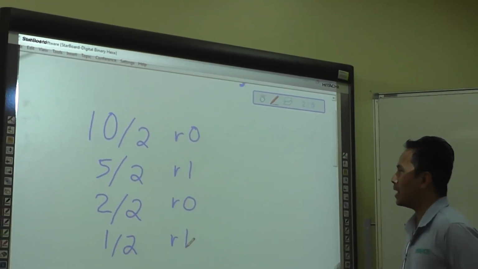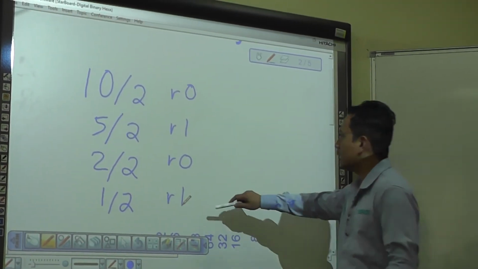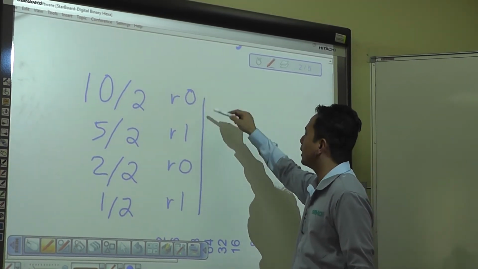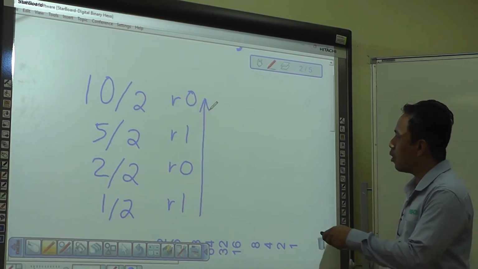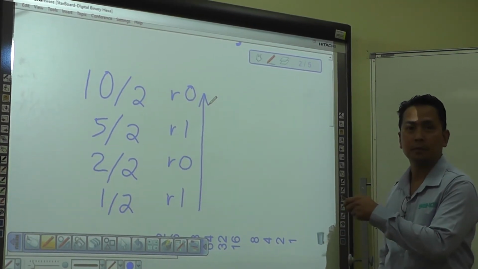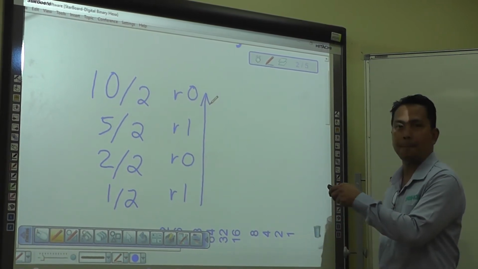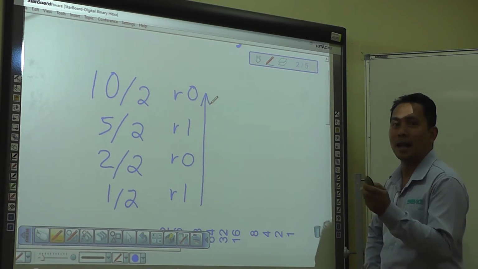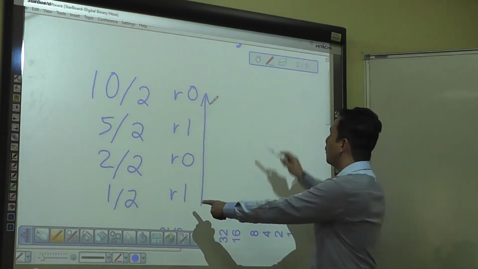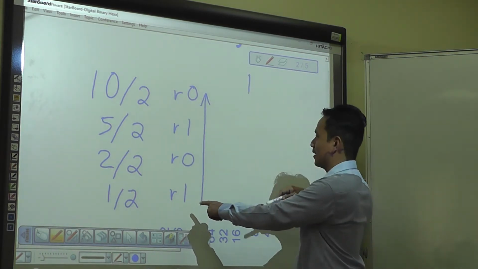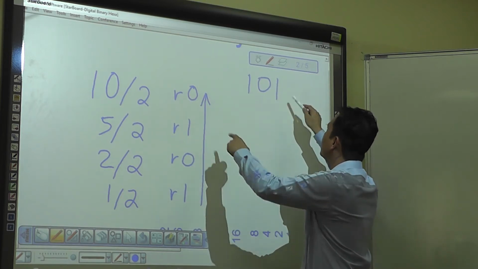When you get these results, you will write the answer like this. You will take all of these remainders, writing from down to up, then you will write from left to right. How will you do it? 1, 0, 1, 0.